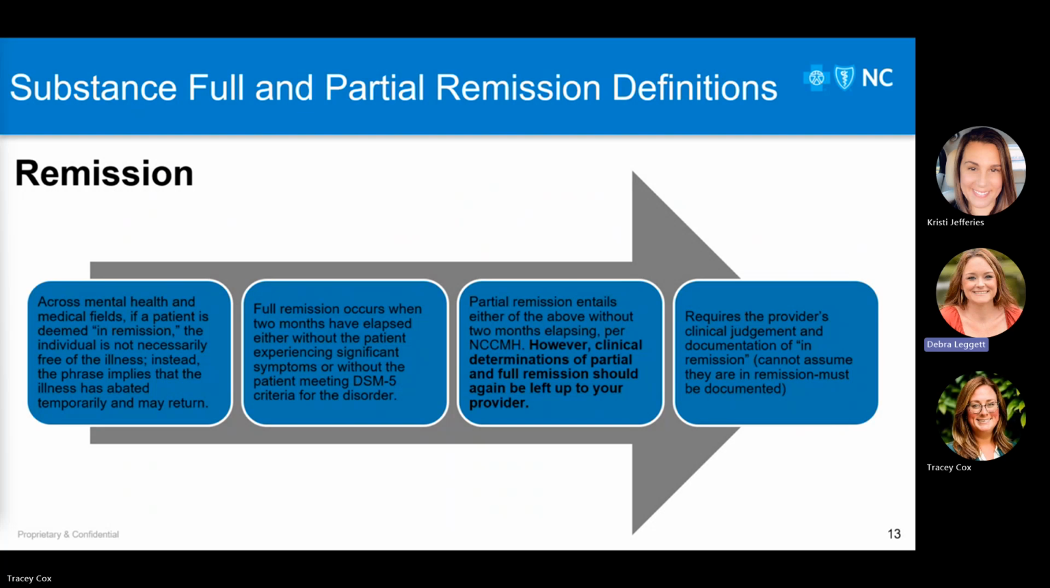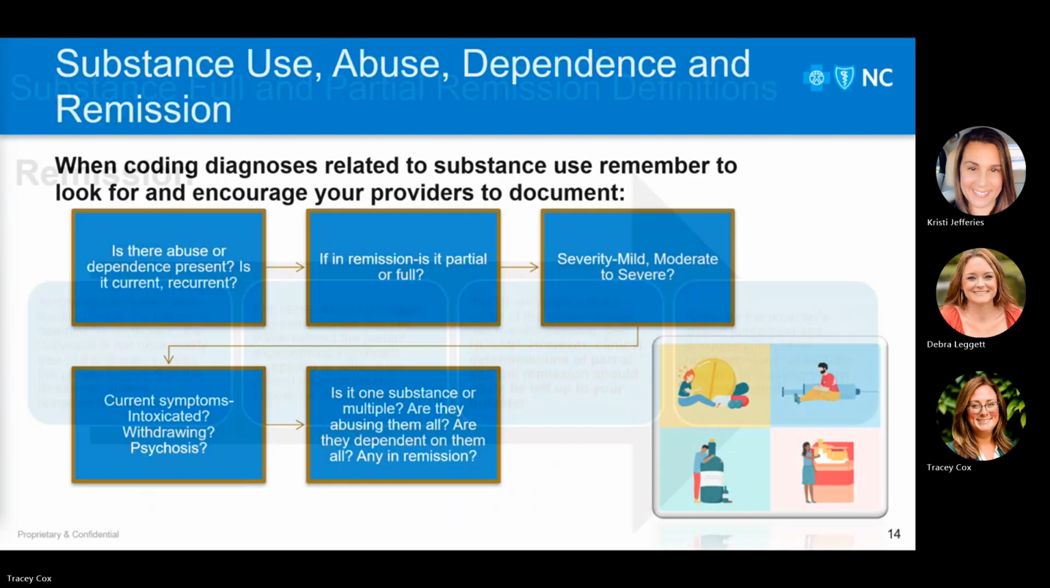Now that we have explored some terms and the substances that are used, let's look at the definition of remission. Remission is important in coding because it has specific criteria that must be documented by the provider. Full remission occurs when 2 months have elapsed, either without the patient experiencing significant symptoms or without the patient meeting DSM-5 criteria for the disorder. Partial remission entails either no experience of significant symptoms or the patient's symptoms meeting the DSM-5 criteria for the disorder within a 2-month period of time. However, clinical determinations of partial and full remission should again be left up to your provider. Remember, remission determination requires the provider's clinical judgment and documentation of the words in remission.